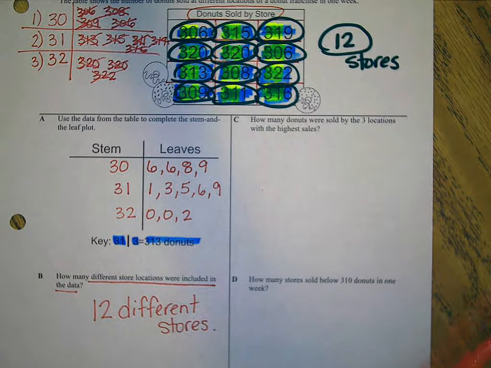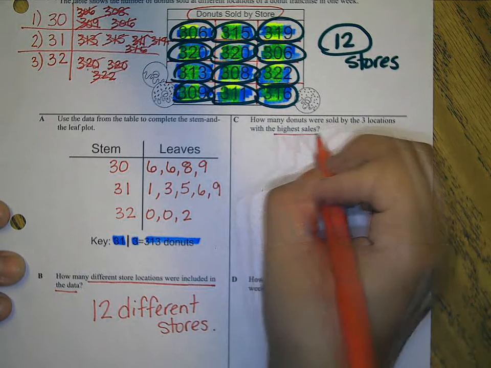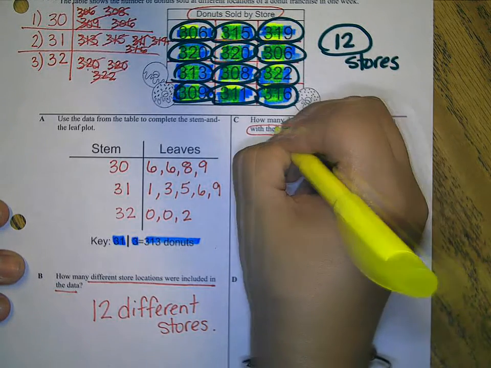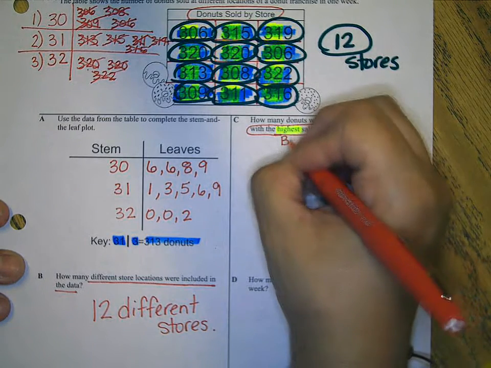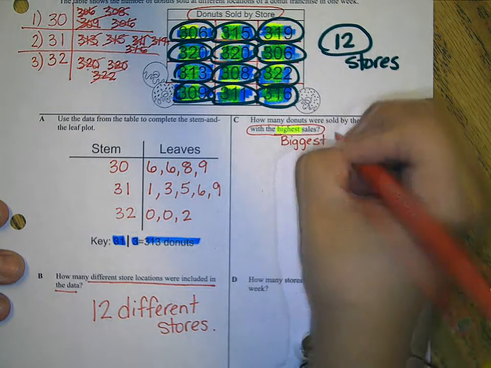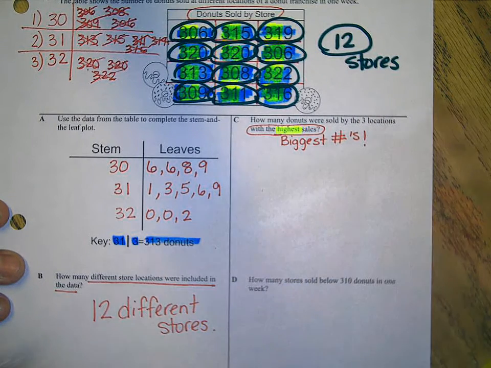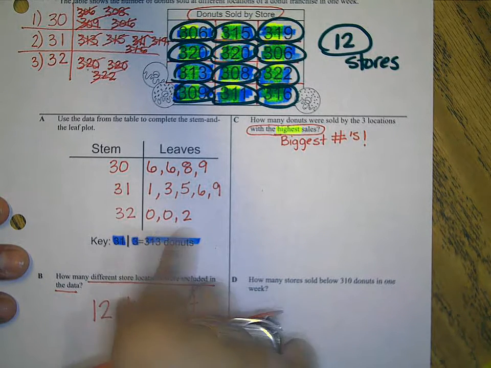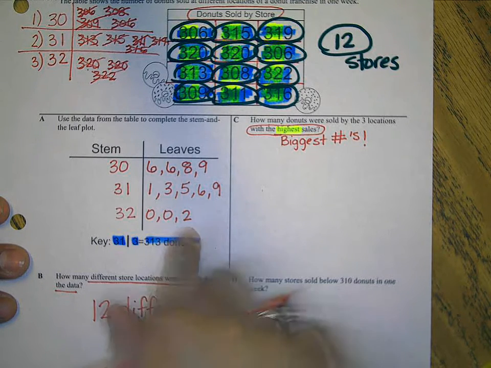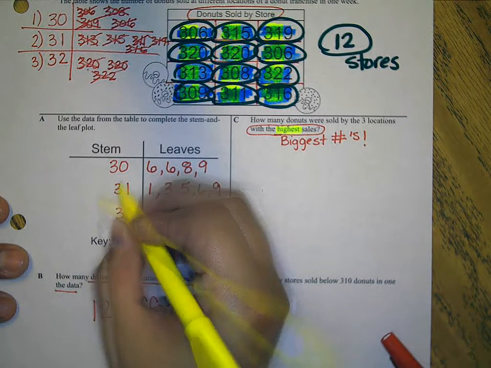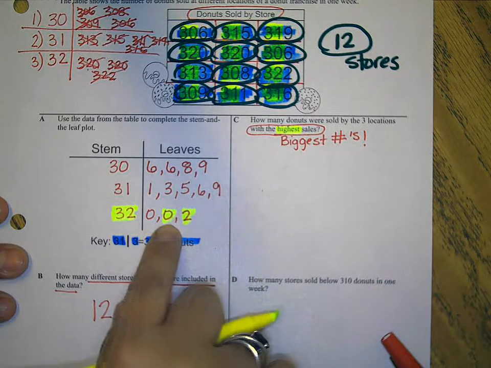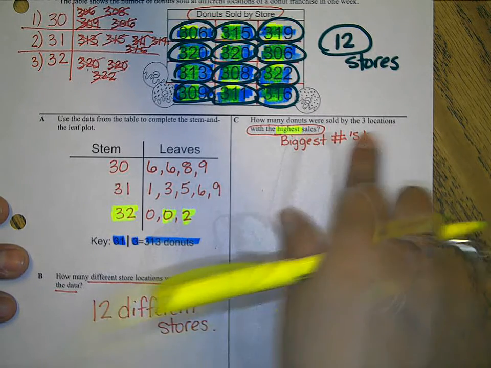Letter C says, how many donuts were sold by the 3 locations with the highest sales? What does that mean to you? Highest sales. The highest one who sold. That means I'm looking for my biggest numbers. Well, the good thing about a stem and leaf plot is it gives you the data in order. Right? So I know for sure the 322 and also the 320. Because remember it says the 3 locations.